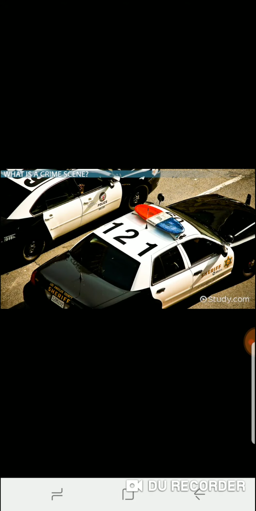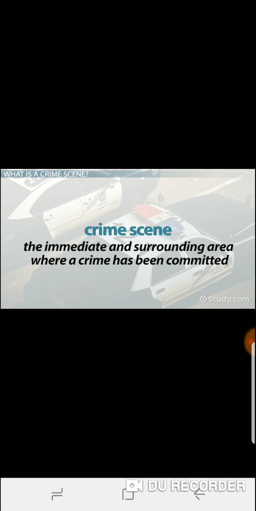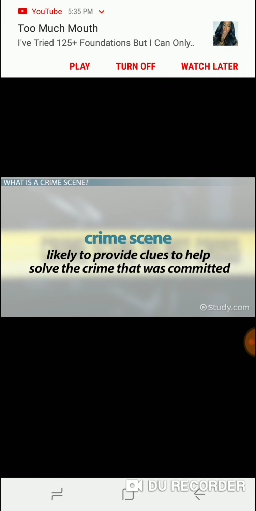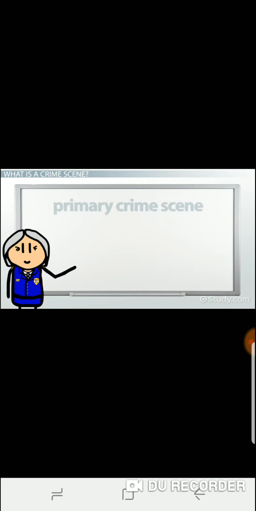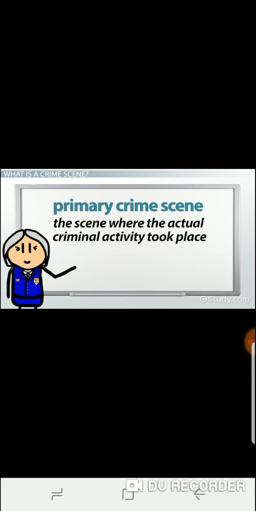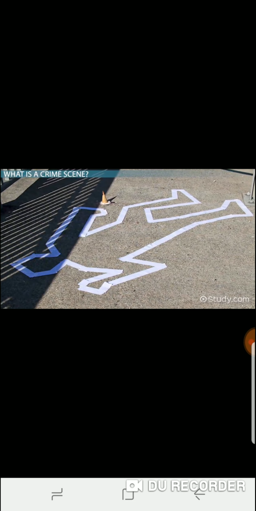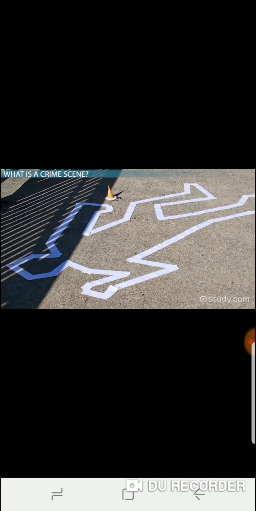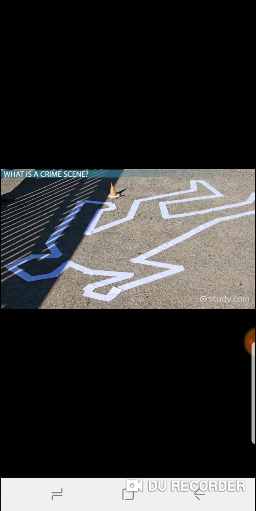In simple terms, a crime scene is the immediate and surrounding area where a crime has been committed. In the opening example, the Ramsey home and basement were crime scenes. A crime scene is likely to provide clues to help solve the crime that was committed. Crime scenes can either be primary or secondary. A primary crime scene is the scene where the actual criminal activity took place. For example, in a murder investigation, the primary crime scene would be the scene where the murder occurred and the person's life was taken. However, there might be additional crime scenes involved as well.